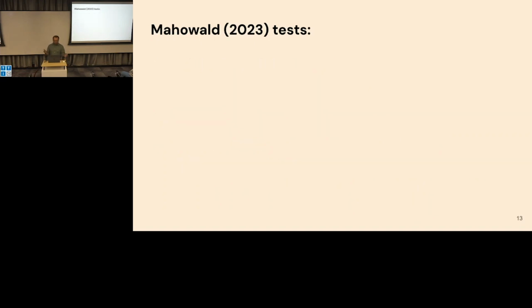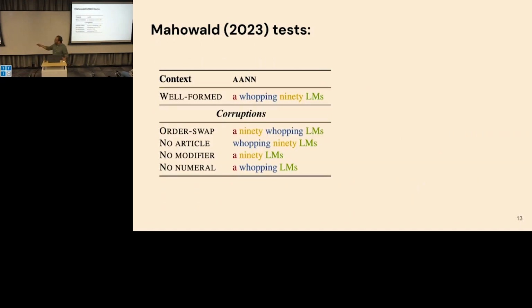So what do these tests look like? So we have a well-formed AANN, a whopping 90 language models, which is slightly less than the amount of language models we trained in this paper. And then we have a couple of corruptions. So we have the more canonical order, but still ungrammatical, a 90 whopping LMs. You would probably never say that. A whopping, omitting the article, whopping 90 LMs, that also sounds odd. A 90 LMs, which is also bad, and a whopping LMs, which is equally bad, perhaps.